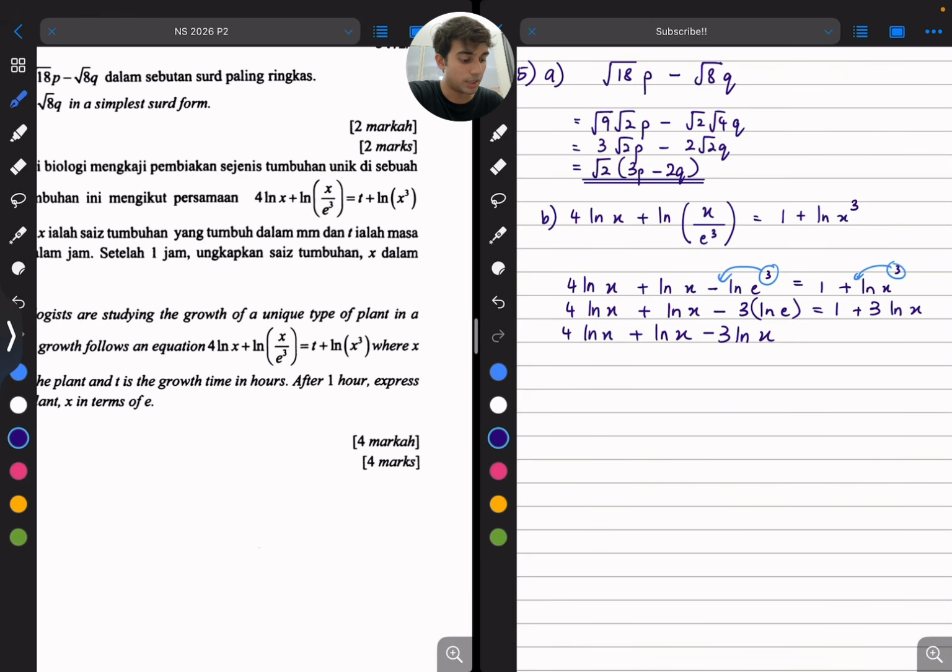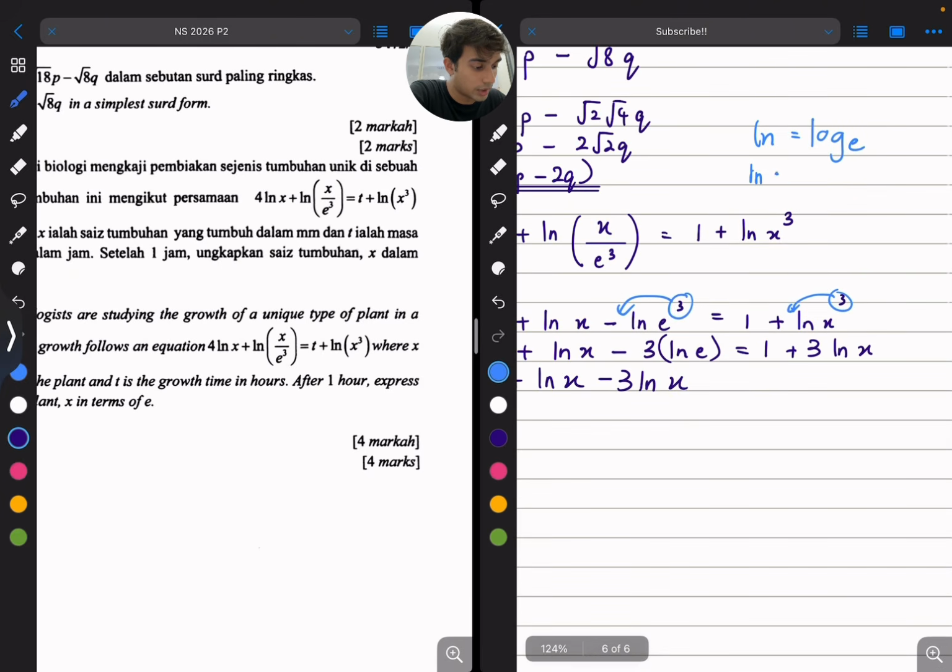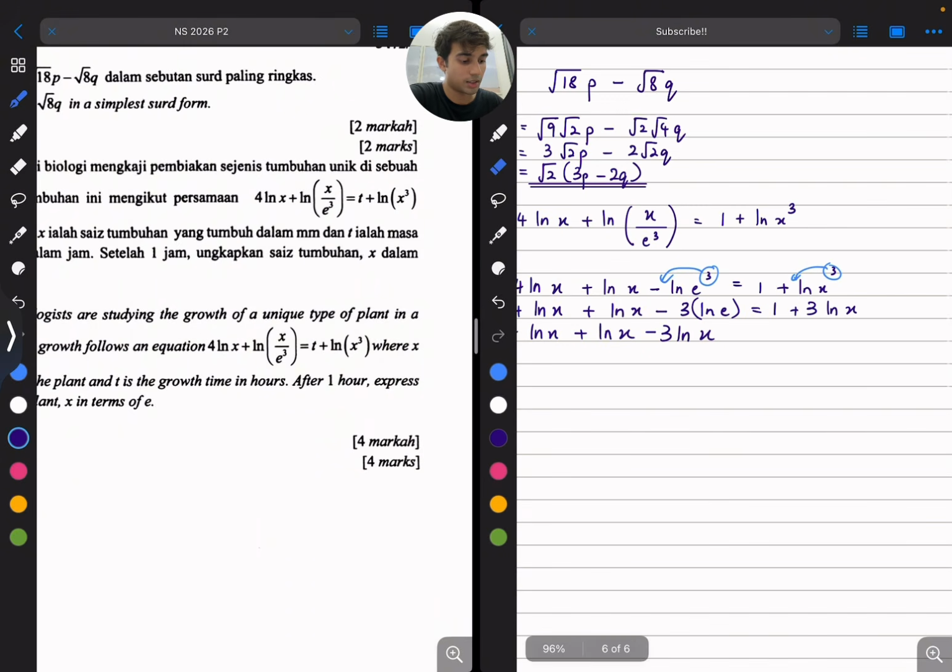Ln is basically log base e. Okay, ln is log e. So if you have ln e, it is basically log e e. Log e e is 1 lah. Okay, or you can just type in your calculator, you can just check. Ln e is 1.